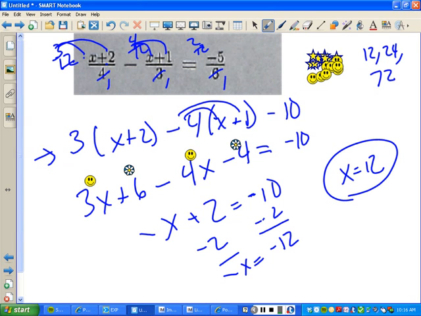People are going like, well, why would you want to do that? I don't know, I'm just saying you could. Any number that all three of these will go into, and 6 goes into 24, 3 goes into 24, 4 goes into 24, any number that all of them will go into is a sufficient number, other than 0.